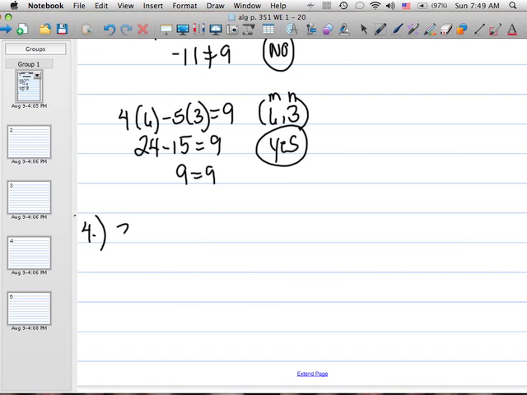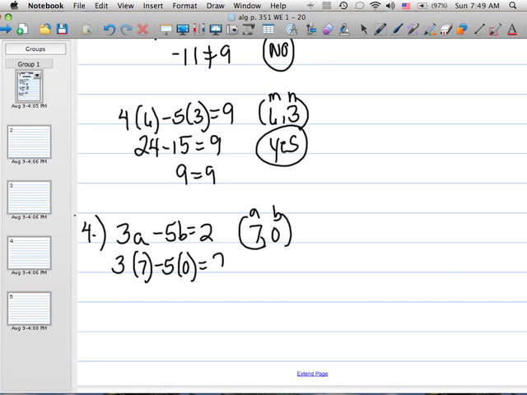Number 4, our equation in two variables is 3a minus 5b equals 21. And the first ordered pair we're testing is (7, 0). So 7 is going to go in for a, and 0 is going to go in for b. So substitute them in, we get 3 times 7 minus 5 times 0. 3 times 7 is 21, minus 5 times 0 is 0. Whoops, that's 21. Equals 21, and that's true. So that's a yes.